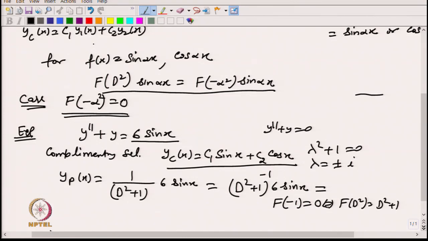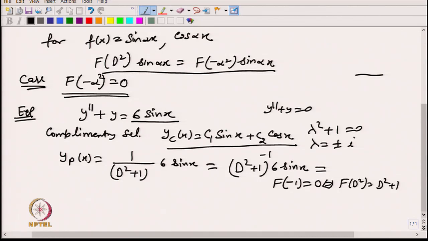So how do we solve this type of equation? There are always some tricks to solve this type of equation. In this equation what I will do is write the inverse of D square plus 1 acting on 6 sin x.